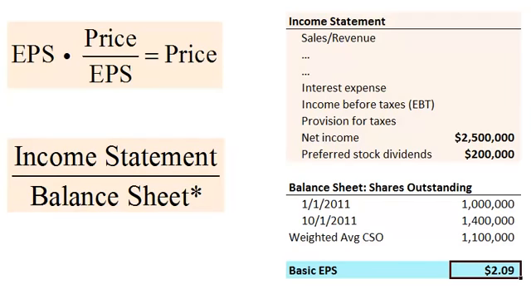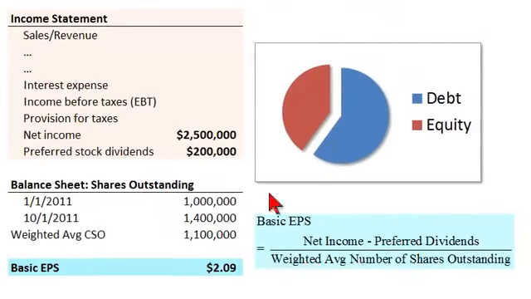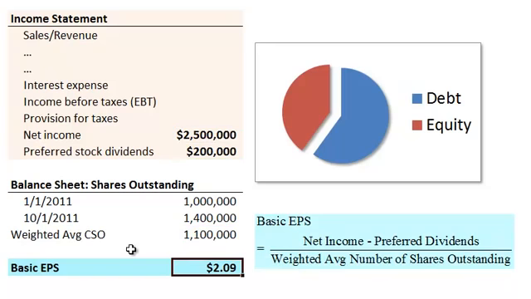And so basic EPS, I'm going to move my window over here. Basic EPS, you can see, is a straightforward calculation where we take the net income of 2.5 million, subtract any preferred dividends. In this case, I've assumed 200,000. So that's my numerator, and I divide that by the weighted average common shares outstanding. So you can see that's just the ratio, and I get $2.09.